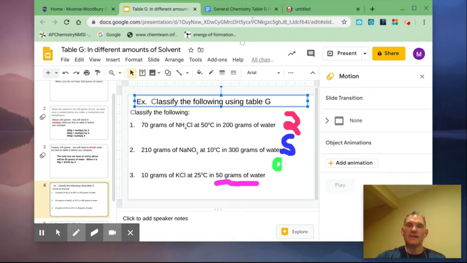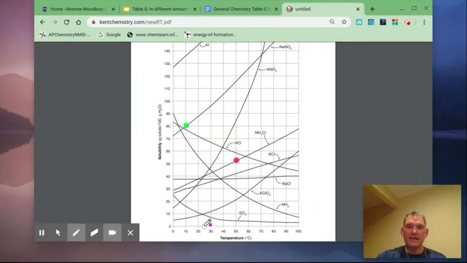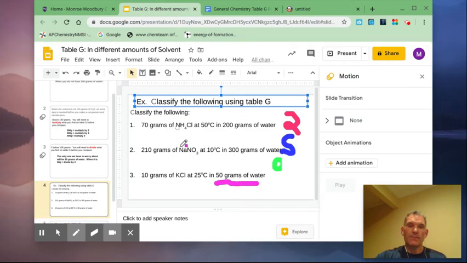So back to my chart. KCl at 25 degrees Celsius is right there. I'm going to estimate that at 34. 34 would be in 100 grams of water. But I have 50. So it's going to be 34 this time, and we're dividing by 2. So that makes this 17.